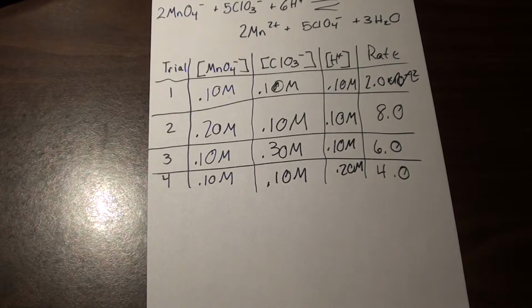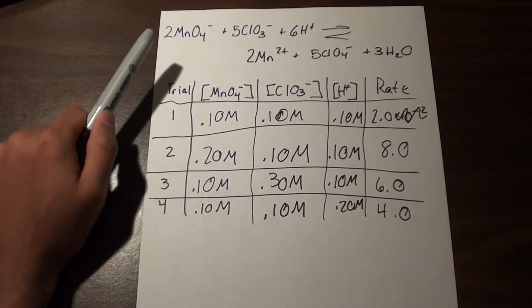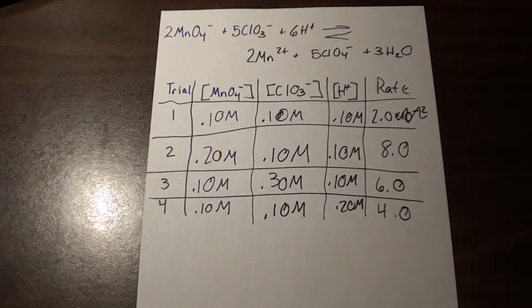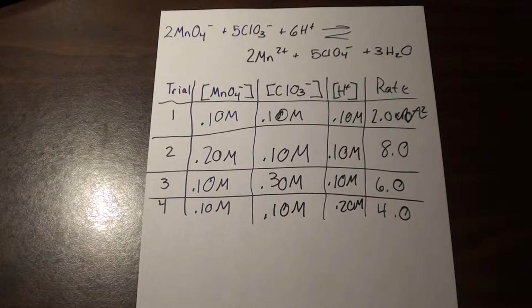So here we have just a sample reaction that I put up here. It's permanganate reacting with chlorate and hydrogen ions to form manganese ions, perchlorate, and some water. Here you can see when you're determining it experimentally, you need to have multiple trials, and the reason for that will become evident as we go through this.